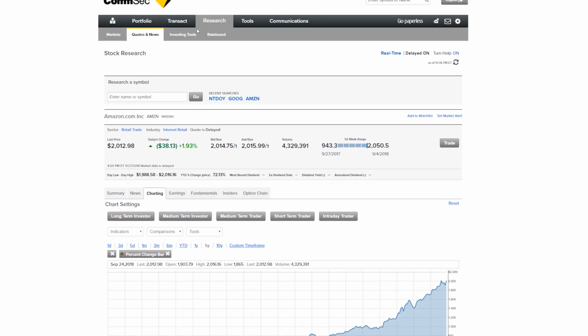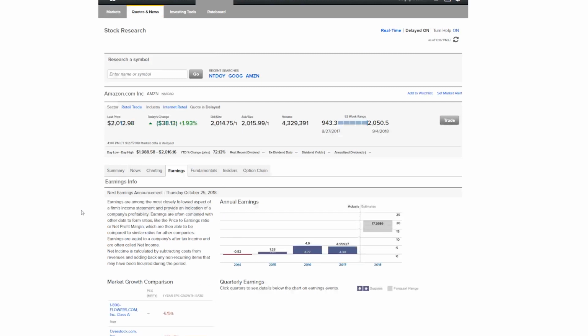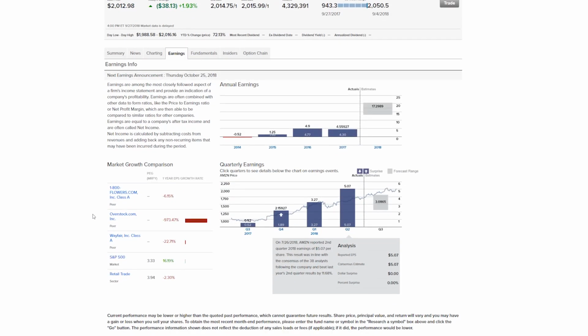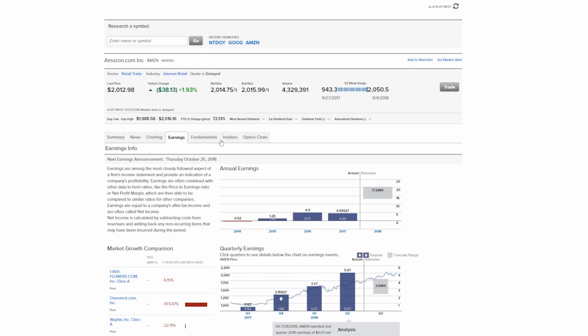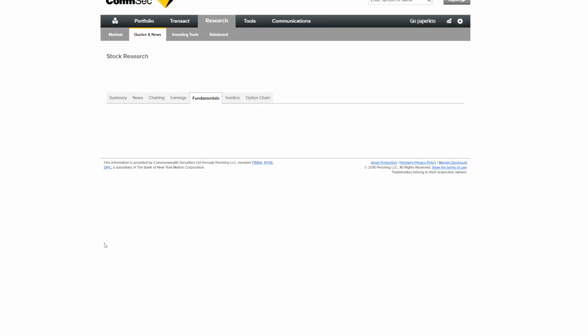So what else I want to show you guys? If you go under earnings, you can take a look at the annual earnings. It gives you more financial information based on their earnings per share, as well as quarterly earnings, and also close competitors. So yeah, there is quite a bit of information here.